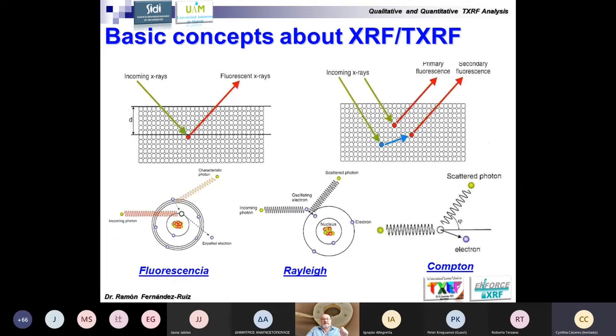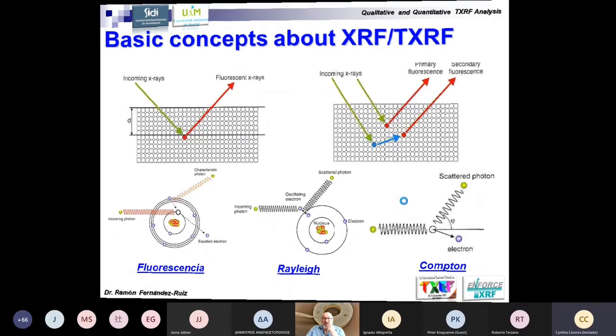When we are looking at TXRF spectra or XRF, usually we are looking at three main physical phenomena. There are many more, of course. But we are going to see the fluorescence phenomena, we are going to see elastic collision, that is the Rayleigh phenomena, and we are going to see the Compton phenomena, okay? Inelastic scattering of the incoming X-rays from our source.